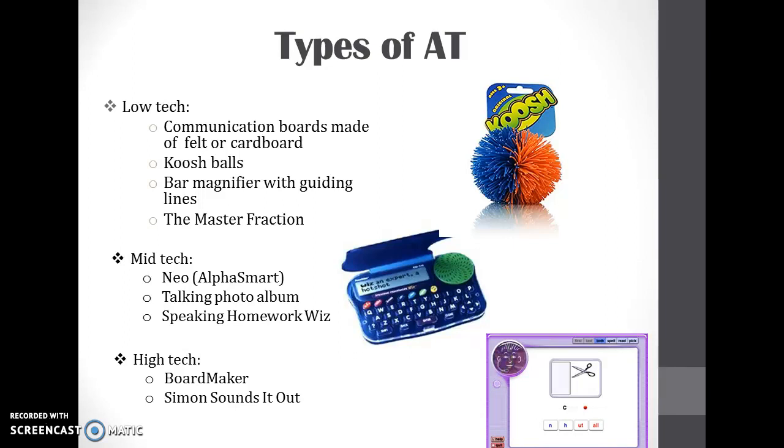The very highest type of AT is high-tech assistive technology, and it's more expensive and more complicated. It definitely can get very pricey. Some examples here are the Board Maker and Simon Sounds It Out. And this little purple picture here is an example of what Simon Sounds It Out does, and that helps students learn how to read.